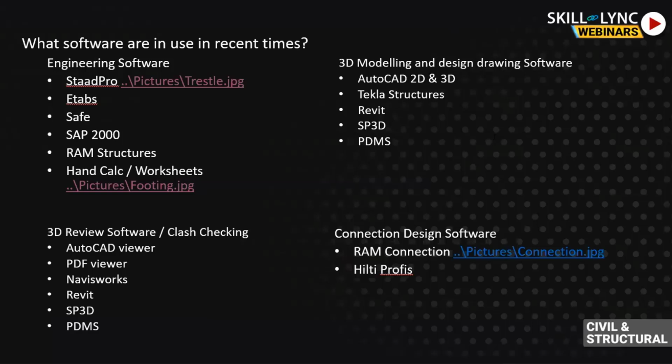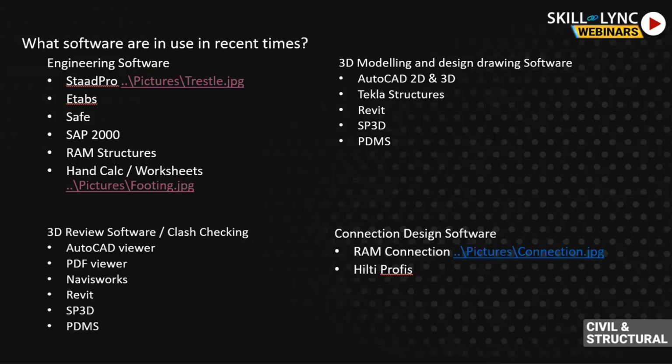Most of our consulting engineering companies use AutoCAD 2D and AutoCAD 3D. You make drawings on that, and 3D also helps us capture the three-dimensional isometric views of any structure. Tekla Structures is one of my favorite 3D modeling softwares. It is extensively used for fabrication and shop drawings, and it is pretty detailed. Other softwares include Revit, S3D and PDMS. These are also pretty advanced 3D modeling softwares.